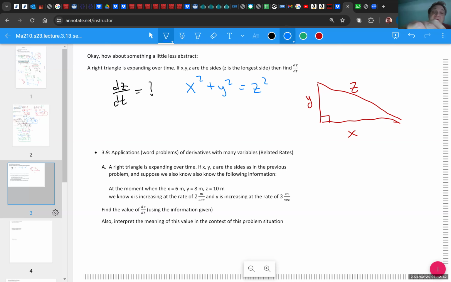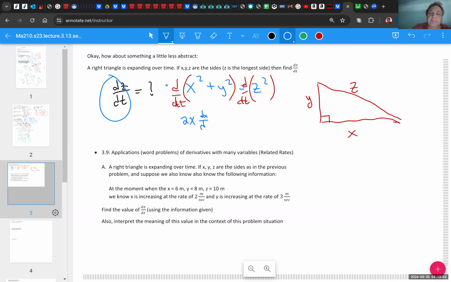And we're looking for dz dt. So that just means we need to differentiate everything with respect to t. We have a z in this equation. And if we differentiate with respect to t, we will get our dz dt. Now we just go ahead and do the chain rule. 2x dx dt plus 2y dy dt is equal to 2z dz dt.